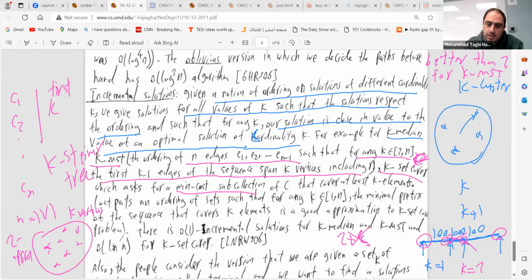This is the work that was done by Rajaraman and a few coauthors. You can just search for this paper. I think two papers got merged essentially, and David Williamson was part of this as well. This is from 2006. They show that for any of these problems, there are order 1 incremental solutions for K-median and K-MST, and then log n for K-set cover.